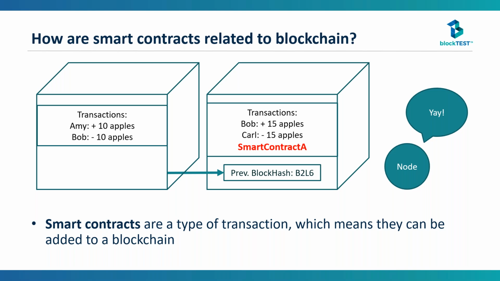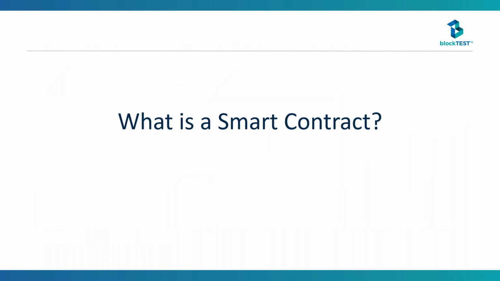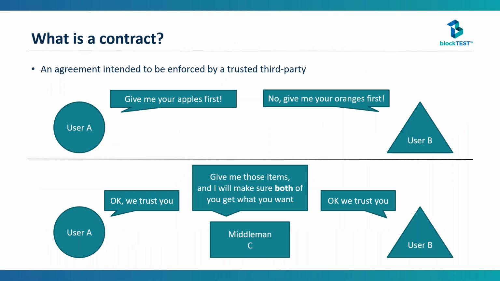Now that we mentioned the concept of smart contract, what really is a smart contract? Before we go into that, let's look at what a contract is. A contract really is an agreement intended to be enforced by a trusted third party. In this use case, user A and user B want to make a trade. User A wants to give user B oranges, and user B wants user A's apples.